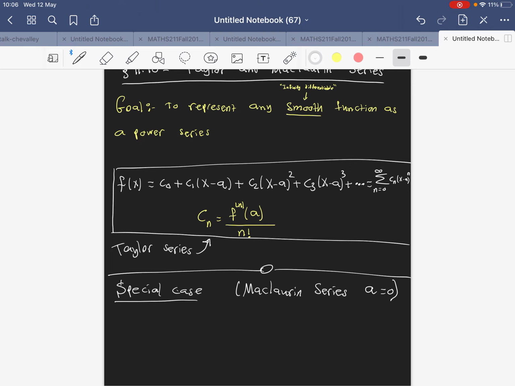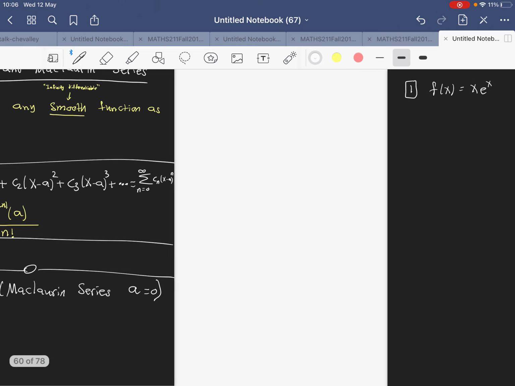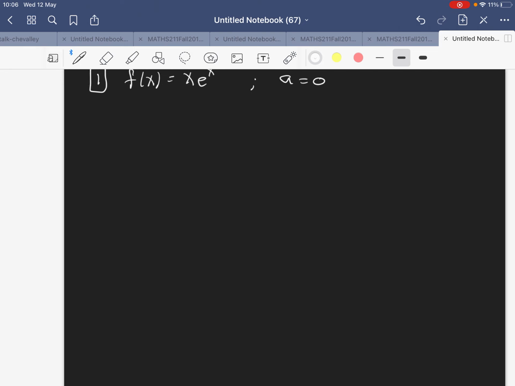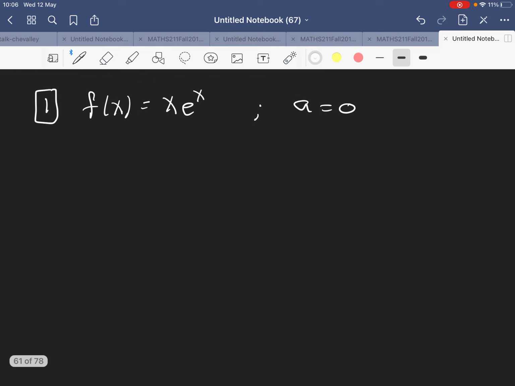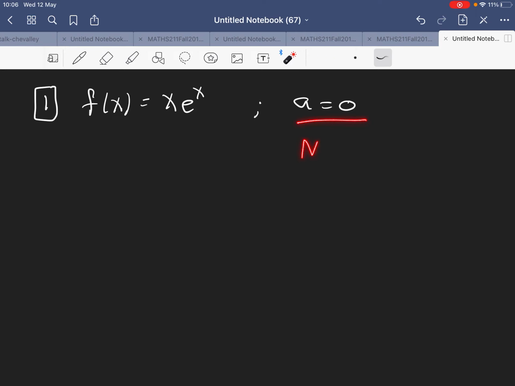Let's go ahead and see maybe a simple example. We start with this one. I want to take this function and write it as a power series. Now, since a equals 0, my series will be a Maclaurin series. If a is not 0, this is a Taylor series.